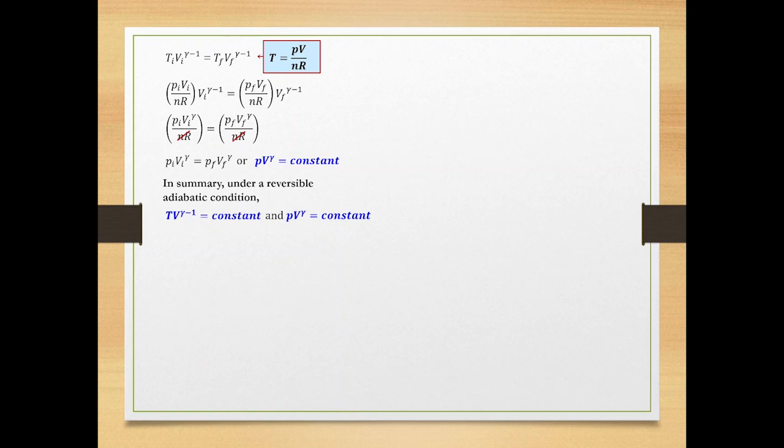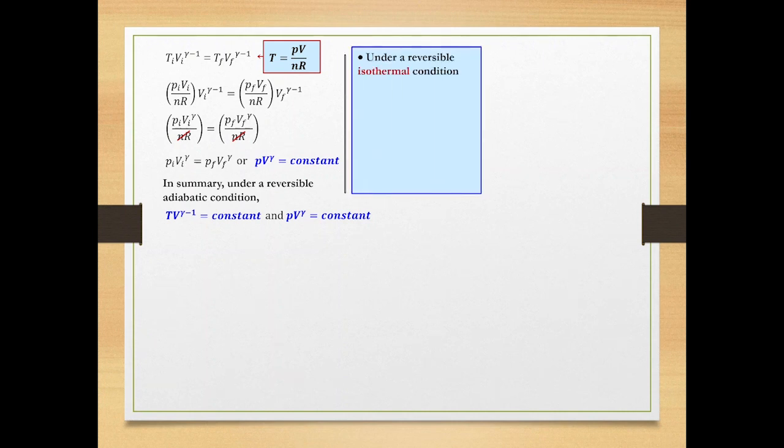In summary, under a reversible adiabatic condition, TV to the power of gamma minus 1 gives a constant value, and PV to the power of gamma also gives another constant value regardless of the physical state of the system. Under a reversible isothermal condition, the pressure and volume of gas are inversely proportional to each other, or pressure times volume gives a constant value, or the pressure of gas is directly proportional to 1 over V. This is the famous Boyle's law.